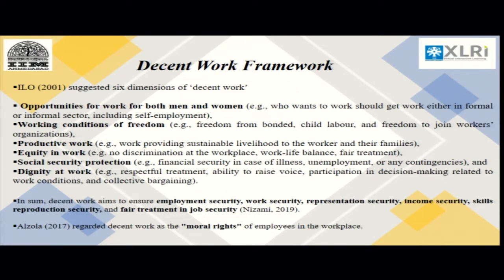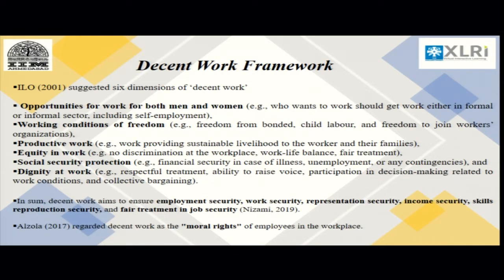The third is productive work. What does it mean? Productive work means work providing sustainable livelihood to the workers and their families. So it's not just about providing employment opportunity to the employees. It's also about whether it is sustainable. Is it providing sustainable livelihood to the employees or not? The last one is social security and dignity at work. Social security is related to financial security in case of illness, unemployment, or any contingency a worker faces. The last one is dignity at work. It is more or less related to the kind of fair treatment they get at the workplace, and what kind of work allocation is done to them.